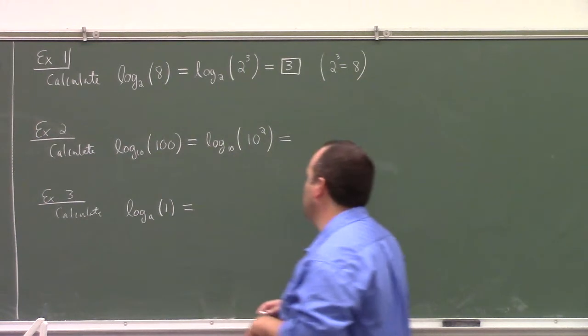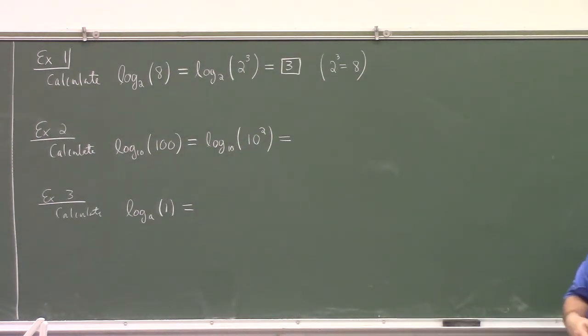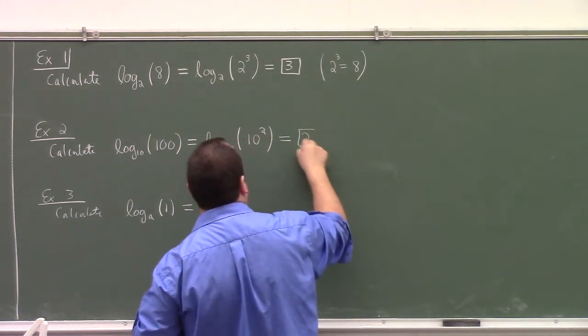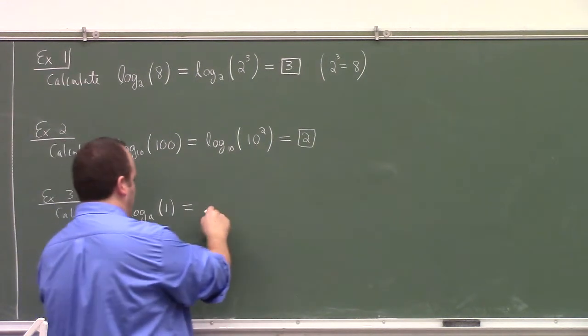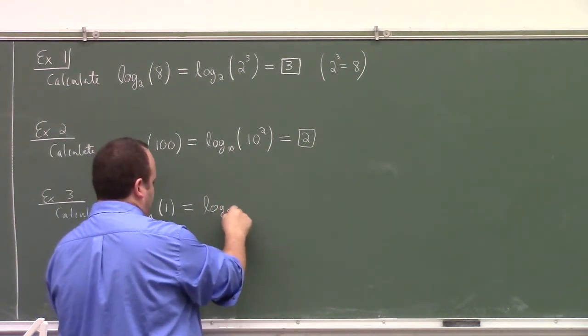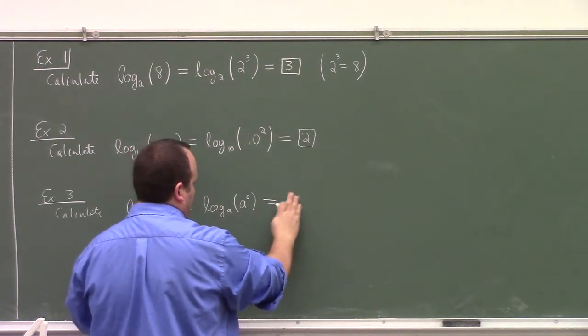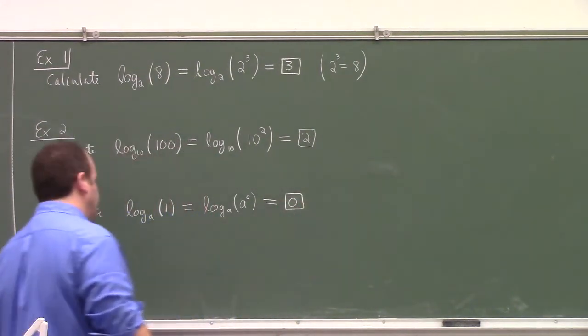But a lot of the questions that we start with are like this, so it's not a bad idea. So 100 is 10 squared, and so this is what? 2. And what's log base a of 1? 0, because that's log base a of a to the 0, right? So that's 0. Right.